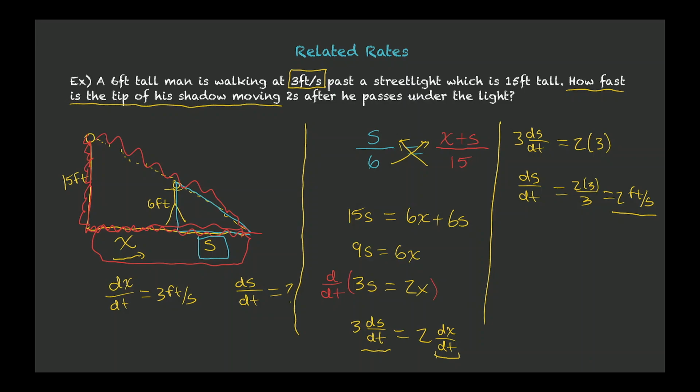The man and the shadow are attached. So actually, for how fast the shadow is moving, we have to add these two things together, because the shadow is growing at 2 feet per second, plus it's moving at 3 feet per second because it's moving with the person that's casting the shadow. So we end up with a total of 5 feet per second.